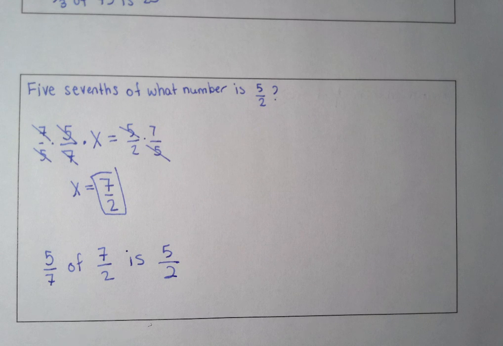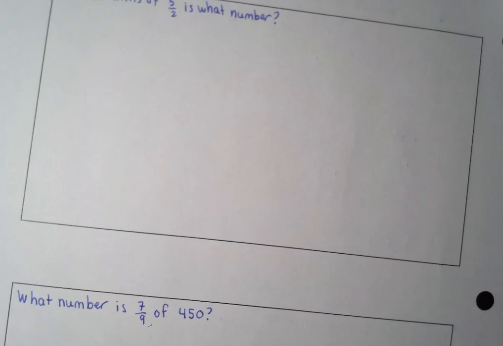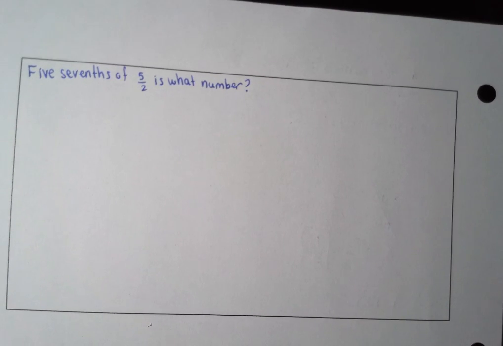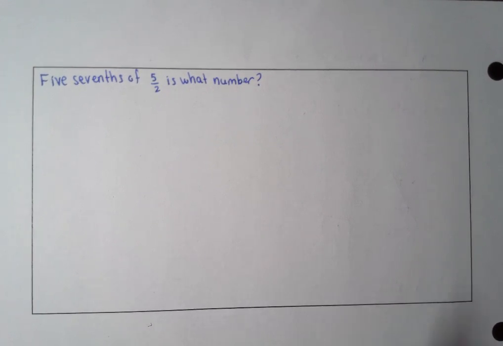Now let's do a couple more quick examples. These ones you're going to do on your own. The first one is 5/7 of 5 over 2 is what number? So first, translate that into an algebraic equation. And then once you're done translating it, go ahead and solve it.